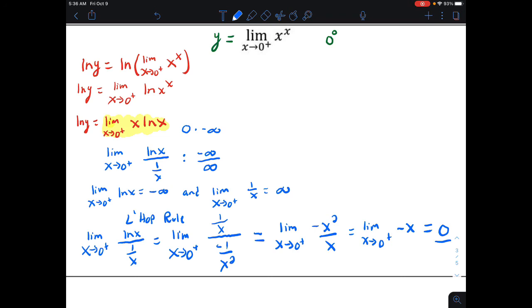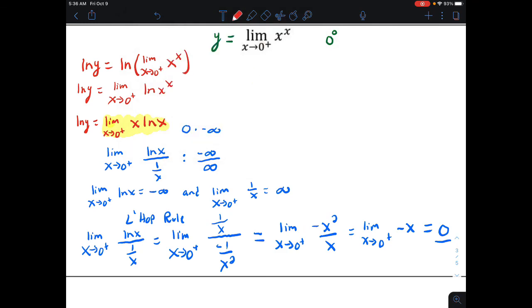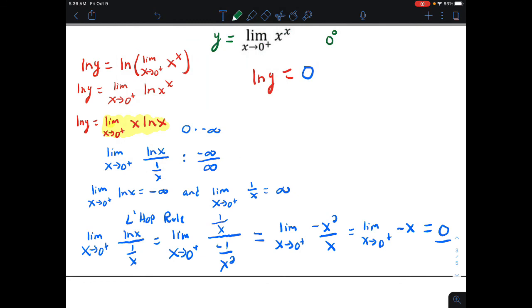So what we're going to do is take the natural log of y, which is supposed to equal what we just solved for. So the ln of y has to equal 0. And we're going to solve for y because y is the answer to our original problem. So when we do that, we have to rewrite this in exponential form. The base of the log raised to the 0 power is equal to the inside of the log. And we get a final answer of 1.